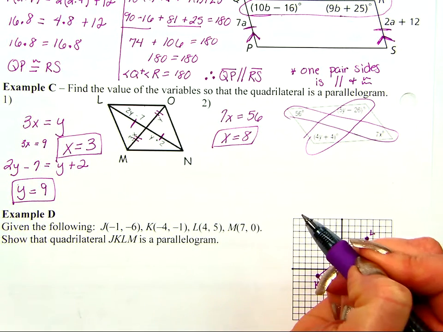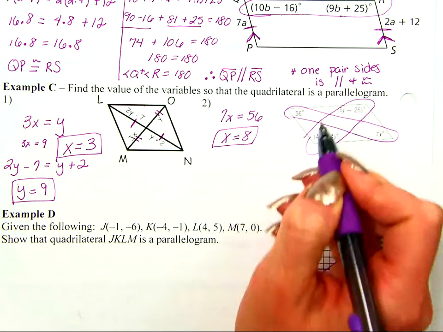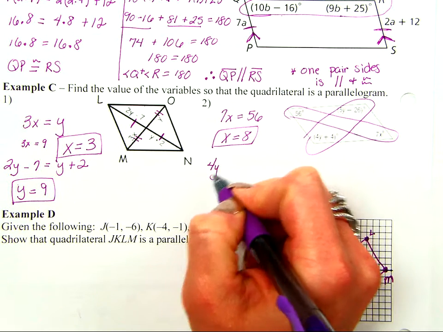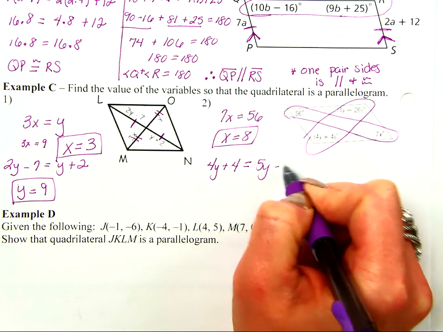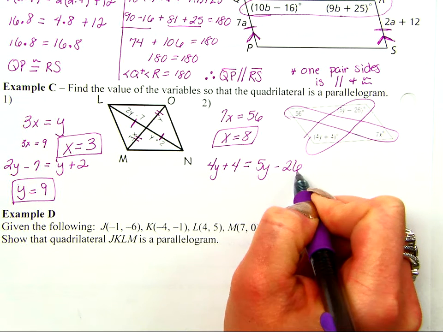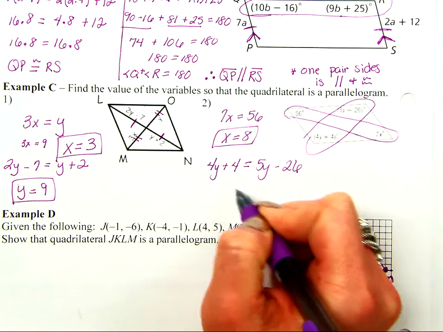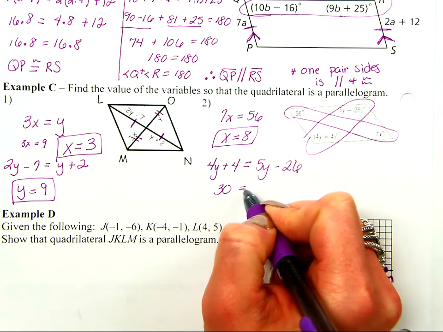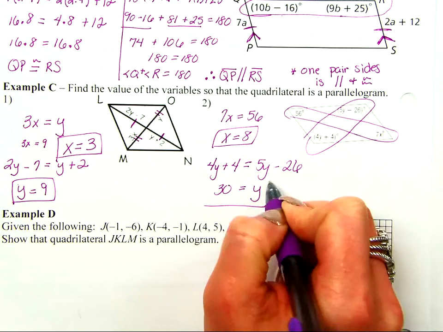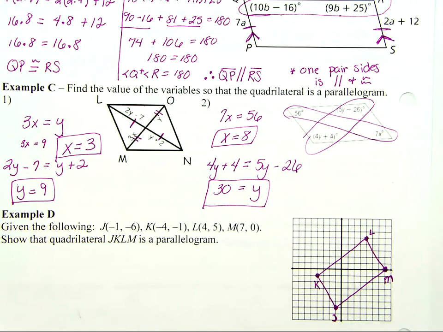And my second set of angles, I might have to do a little bit more work. 4y plus 4 should equal 5y minus 26. If I add 26 to both sides and I subtract 4y, well, we actually find out that y is equal to 30.